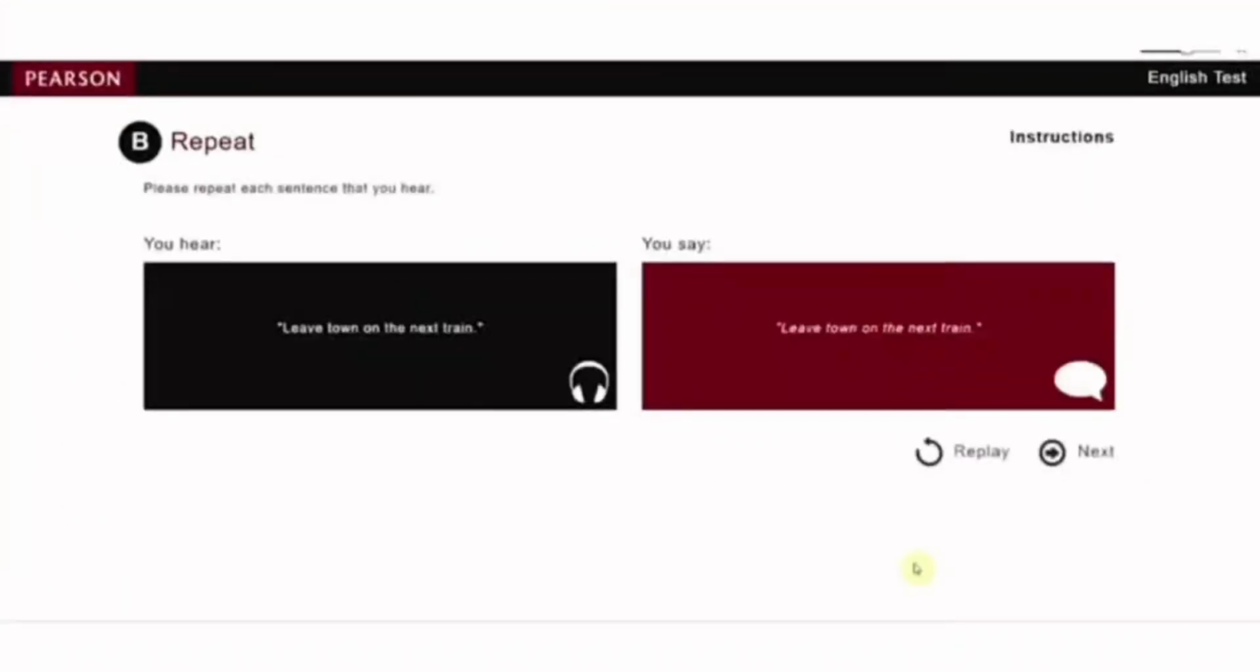Part B. Repeat. Please repeat each sentence that you hear. For example, a voice says, Leave town on the next train. and you say, Leave town on the next train.